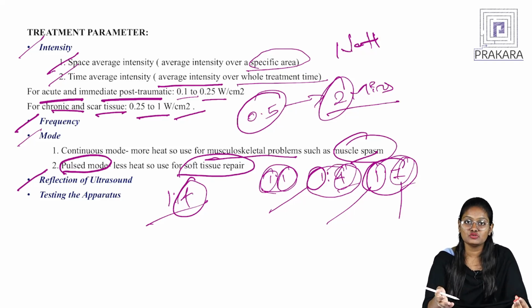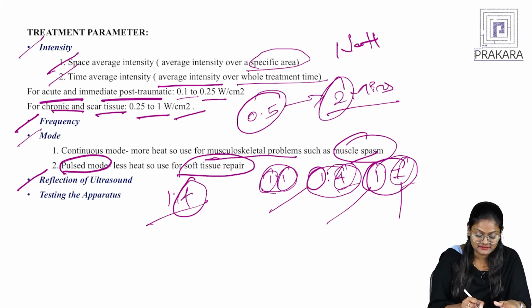And one more thing you have to remember is something called acoustic impedance. Now, what is acoustic impedance? The acoustic impedance is the ratio between the reflected rays and the transmitted ultrasound. This acoustic impedance is very important because the lower the acoustic impedance, the higher will be the transmission of the ultrasonic waves. That is something very important to remember.